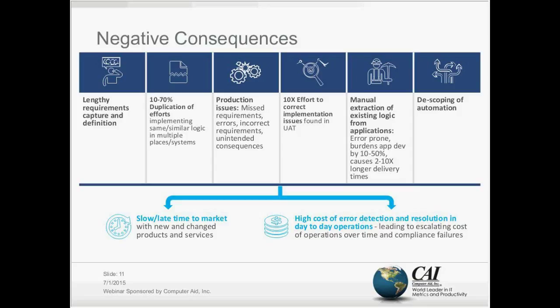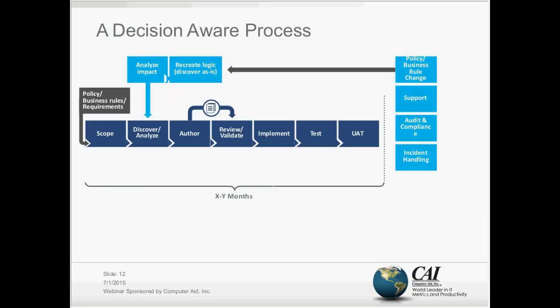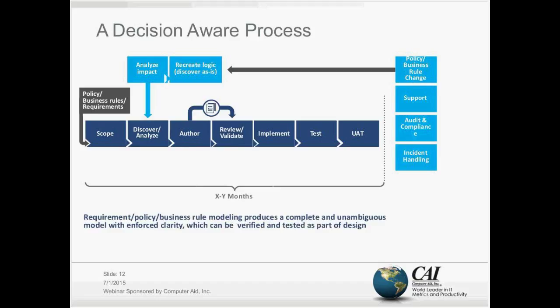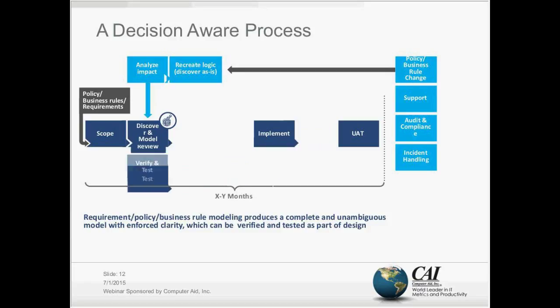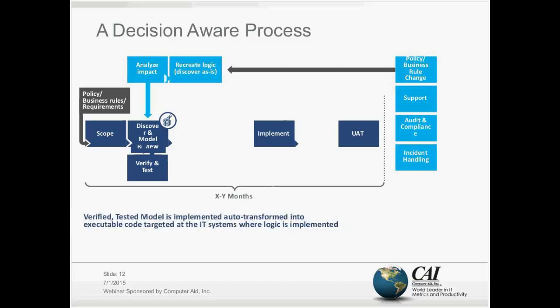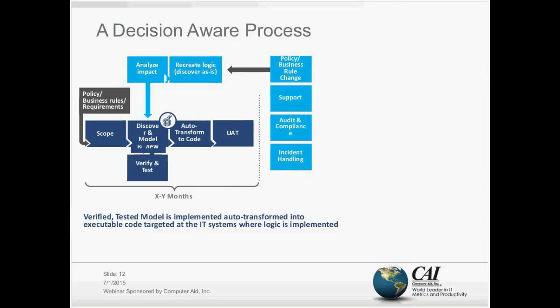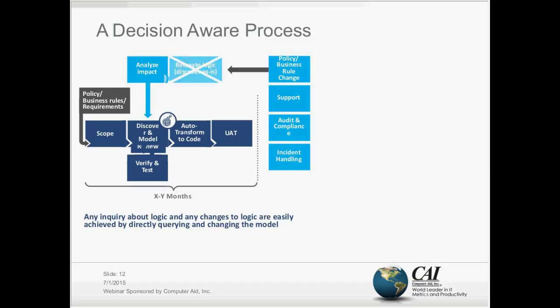In a decision-aware process, a process where we do have decisions, we see a collapse of the cycle, a very dramatic collapse of the cycle, because we're able to discover and review, verify, and test our logic at the time of discovery, at the time of analysis, and it leads to the opportunities to auto-transform those decisions into code and go straight to UAT. That collapse of cycles leads, instead of a vicious circle, to a cycle of ever-improving productivity and ever-improving control of the business.